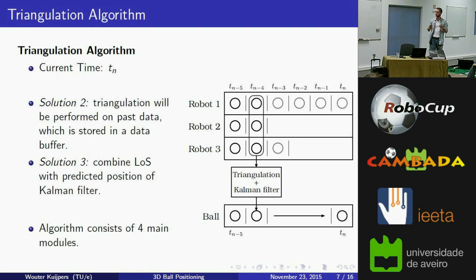The algorithm consists of 4 main parts. You can also see them right here. It contains a data buffer, a Kalman filter, a triangulation minimum distance algorithm, and this part which we will for the moment call model update.